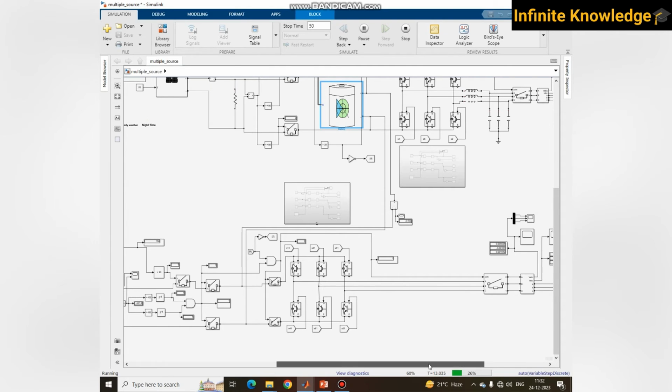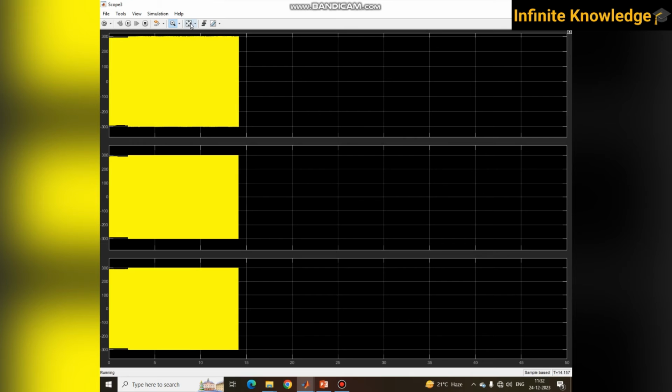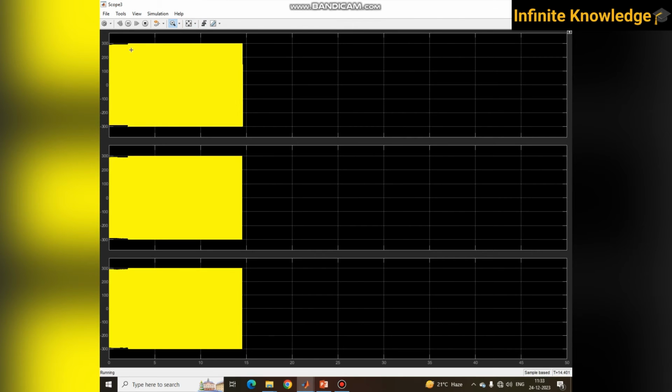So it is a condition in which you are getting power from both solar and wind. At this position your voltage spike is there after some specific time, because wind takes some time to generate a voltage.